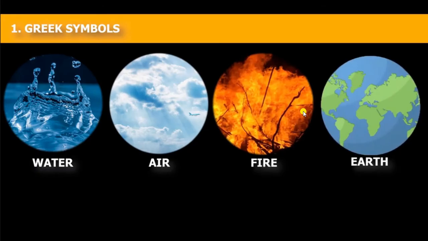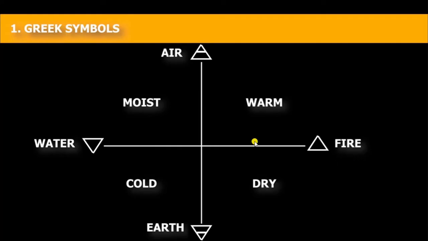Starting from the Greek symbols, in the very old time Greeks were aware of only four elements: water, air, fire and earth. Here you can see they used geometrical symbols to represent them, and combinations of these symbols to represent other things. Air, earth, water and fire had triangular symbols. This triangle is an inverted one, and this is fire and this is air and then earth.